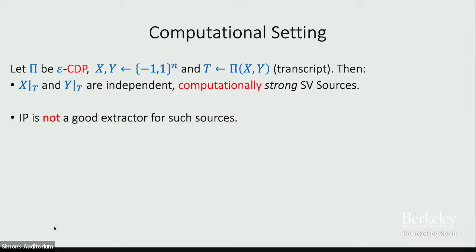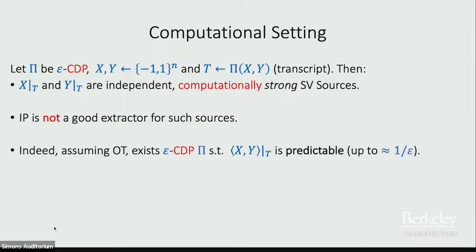This is also because if we assume that OT exists, then we have a very accurate protocol for the inner product. And then the inner product given the transcript of this protocol is fixed, or is close to the estimation of the output of the protocol. So this proves that, assuming that OT exists, the inner product is not a good extractor.